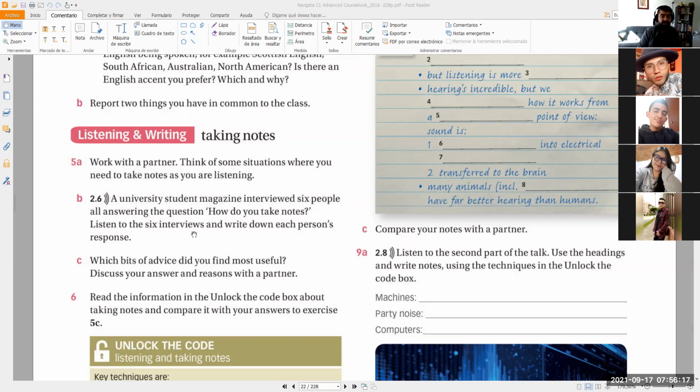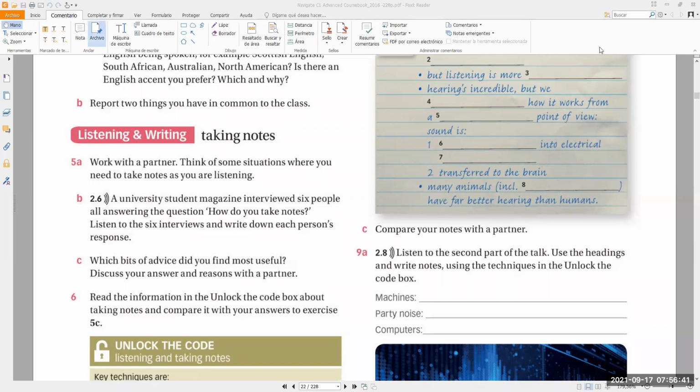And then we are going to answer this: which bits of advice did you find most useful? We are not going to discuss it in a breakout room. We're gonna just do it here, okay? So just take notes of the 6 answers. And then once you have finished that exercise, you're gonna think, okay, which of these pieces of advice I believe are the most important or interesting, okay?